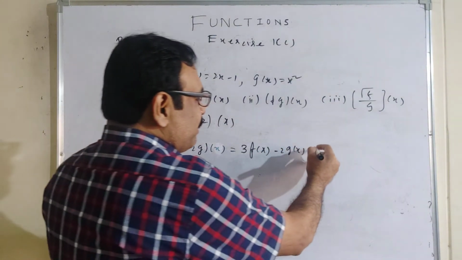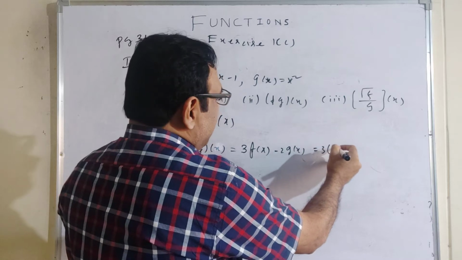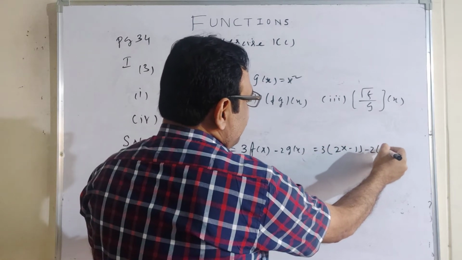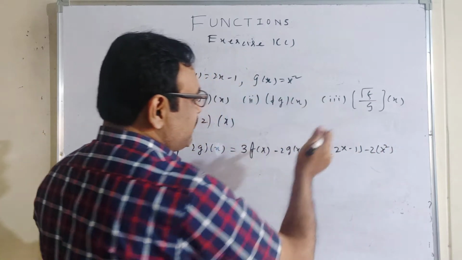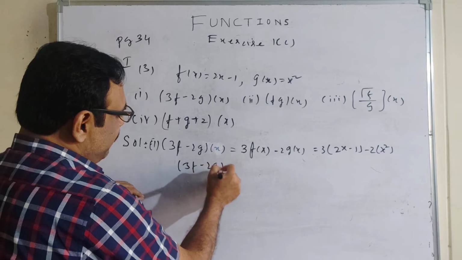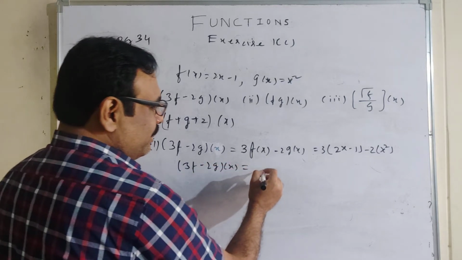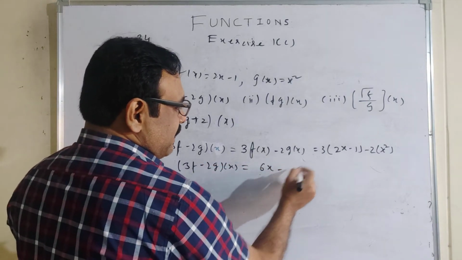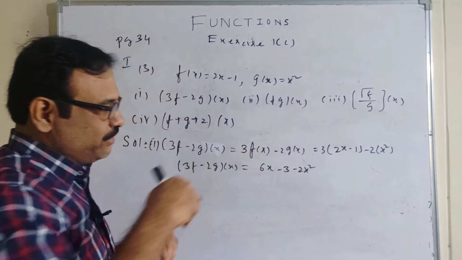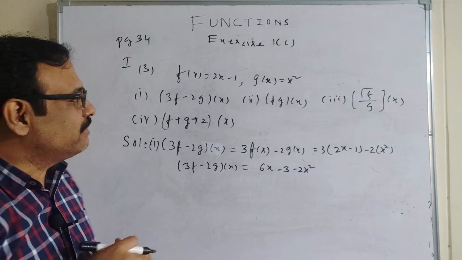Now what you are going to write, 3 into, I am writing this is 2x minus 1, and this is 2 into, I am writing g of x is nothing but x square. So here I am getting 3f minus 2g of x is equal to, this is nothing but 6x and this is minus 3, this is minus 2x square, and that is going to be the required answer.